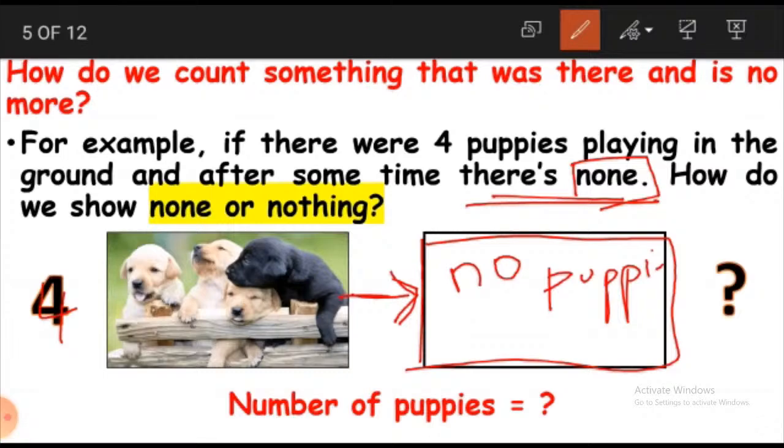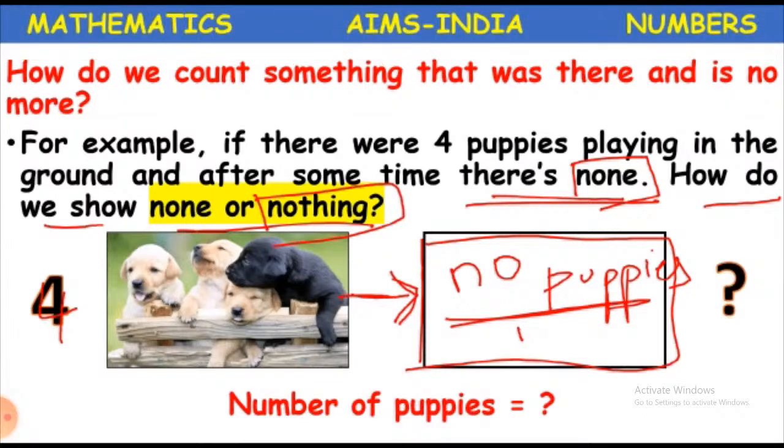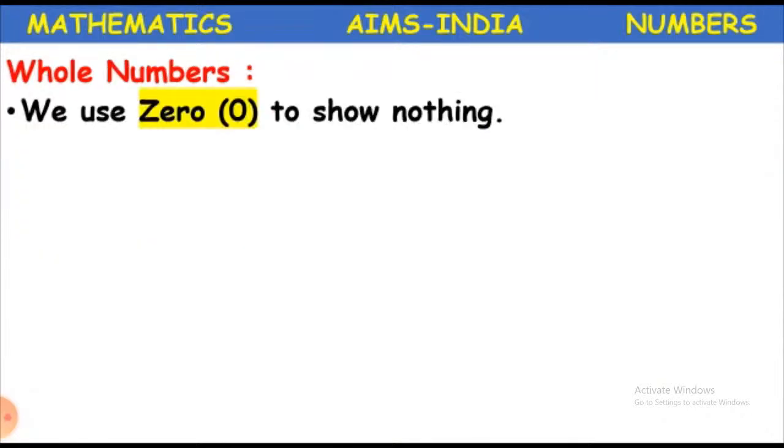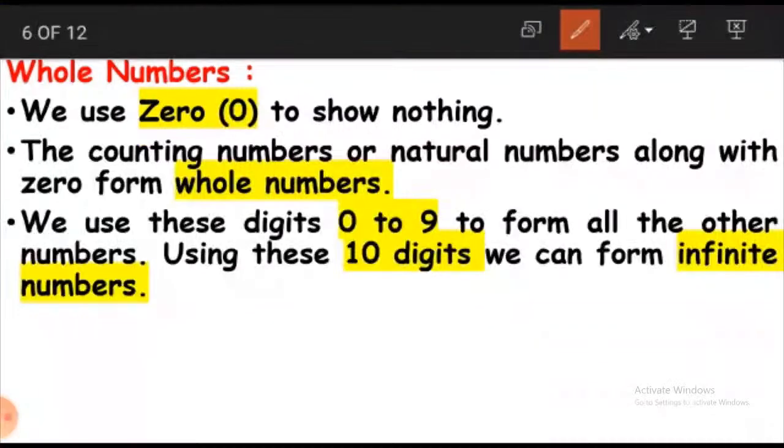Now how do we show none or nothing? We can't say that we have 1 puppy here. Right? Do we have any puppies here? No, right? So which number is used to show nothing? The number we use is 0. We use 0 to show nothing.